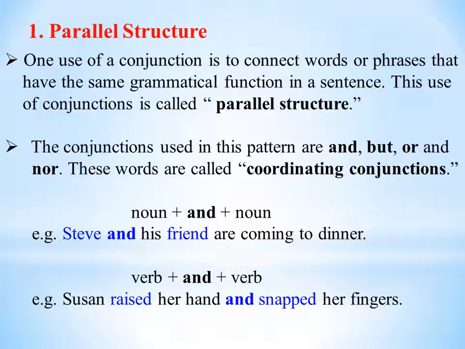If we want to connect a noun to a noun, so noun plus and plus noun. Example, Steve and his friend are coming to dinner. And is connecting the noun Steve to the noun friend. Verb plus and plus verb. Example, Susan raised her hand and snapped her fingers. And is connecting the verb raised to the verb snapped.